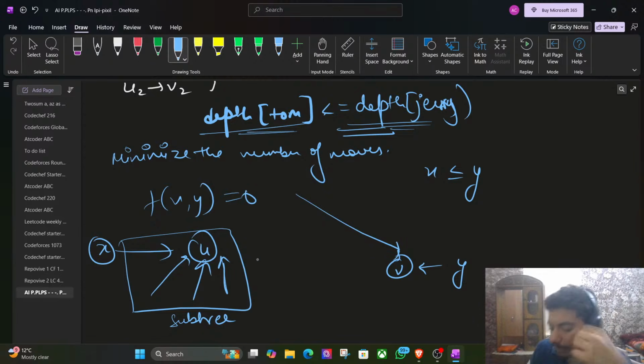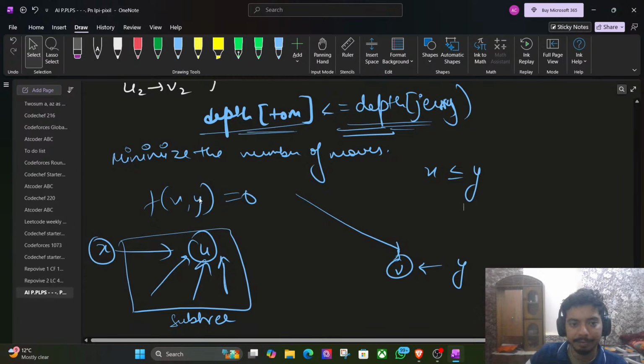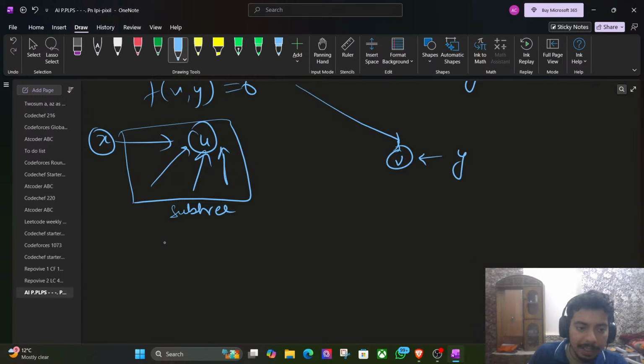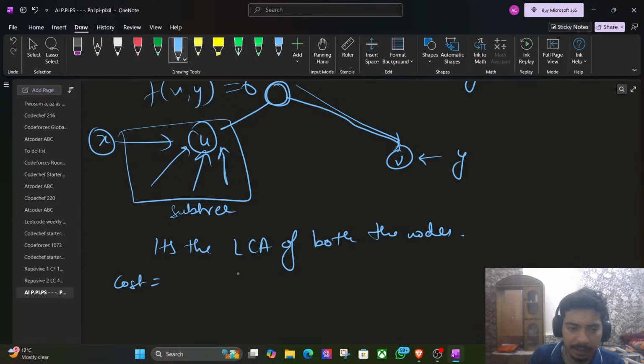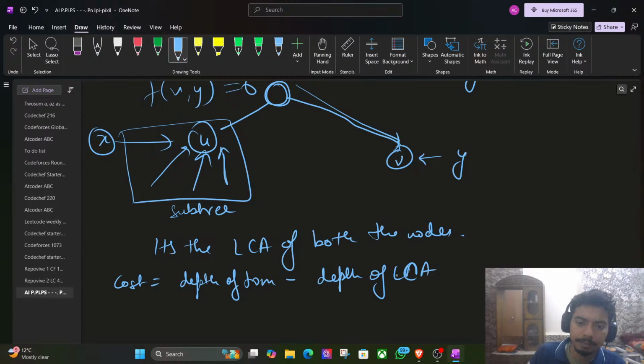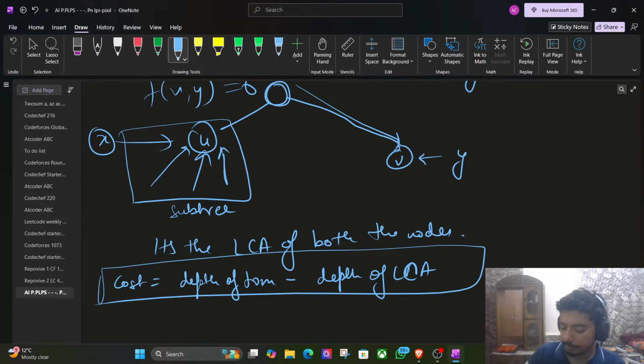So at which position can Tom catch Jerry? At which position can Tom catch Jerry? It's the LCA of both the nodes, or not. If it is the LCA of both the nodes, the point where both of them connect, I can say the total cost that Tom will traverse will be my depth of Tom minus the depth of LCA. Correct. This is the total cost Tom will move.